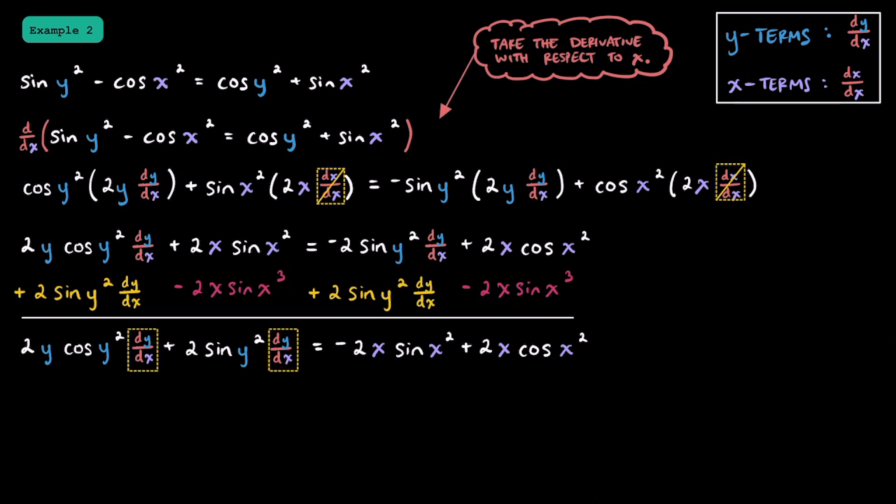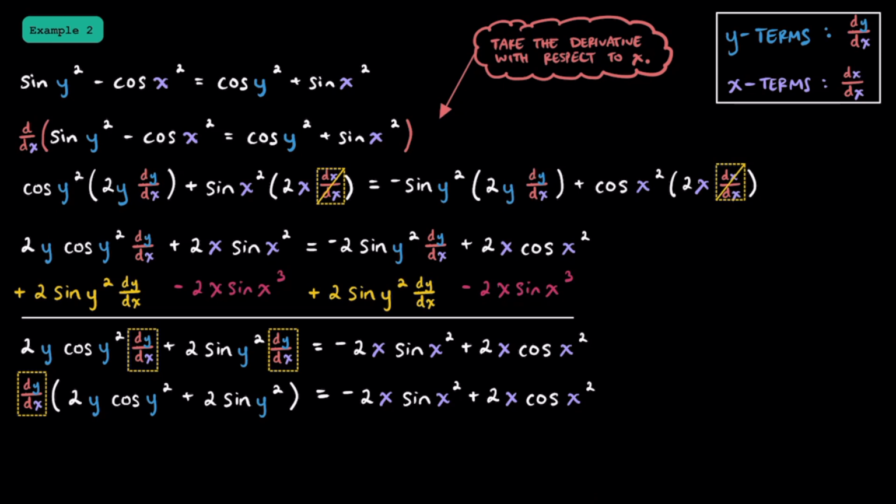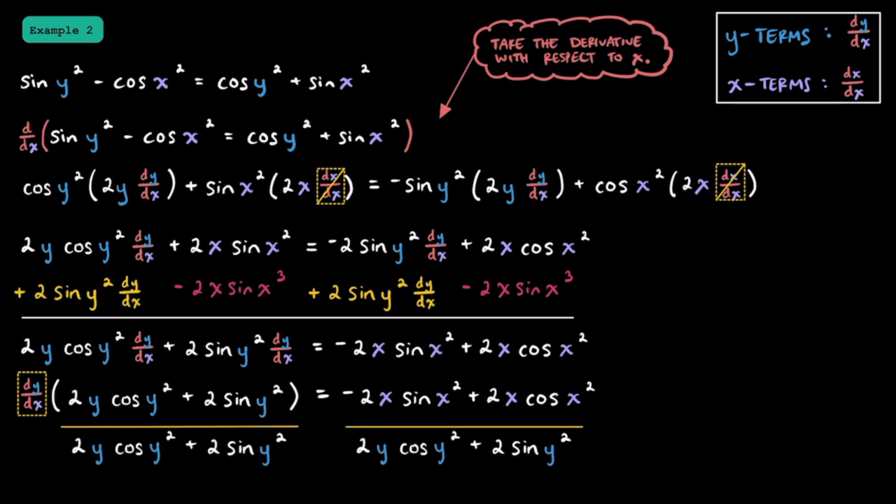Now that we have both of the dy/dx's on the left side, let's factor it out. Factoring out the dy/dx, this is our new equation. Now that we finally only have one dy/dx, let's divide both sides by 2y times cosine of y squared plus 2 times sine of y squared to completely isolate this dy/dx.